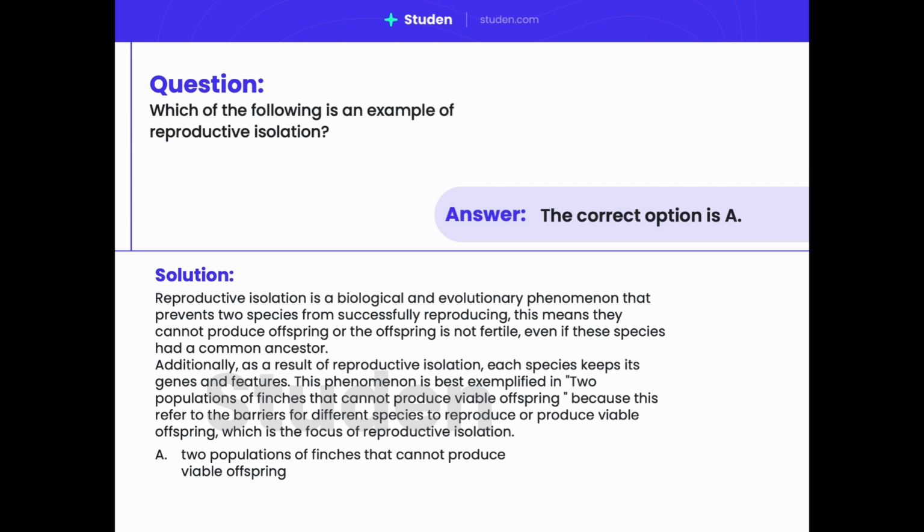So this explanation just leads us to the first option, option A, that states that it's about two populations of finches that cannot produce viable offspring.